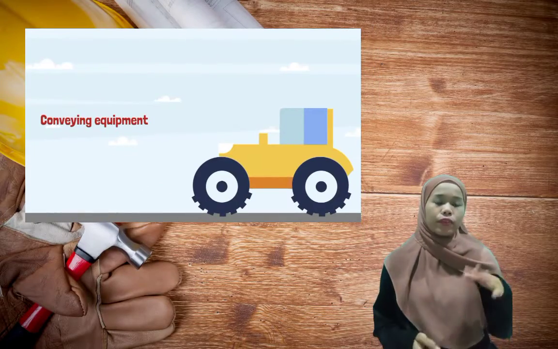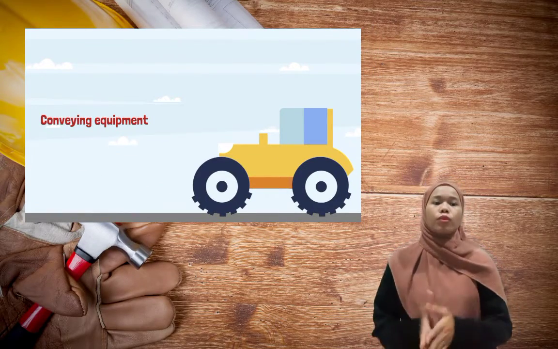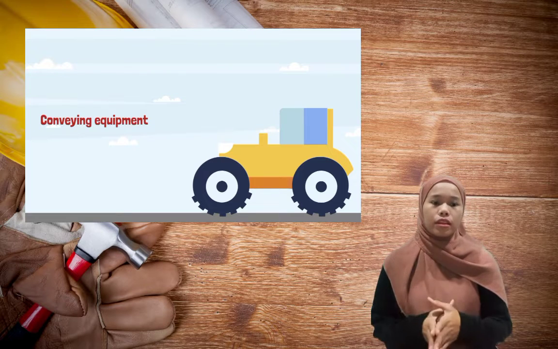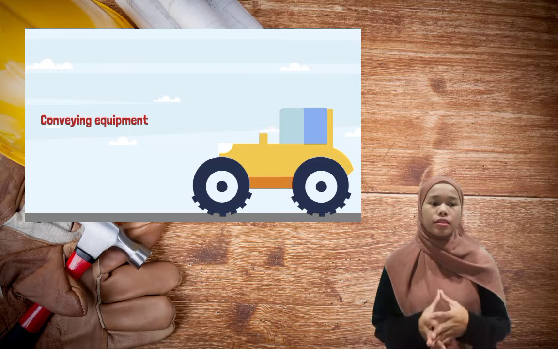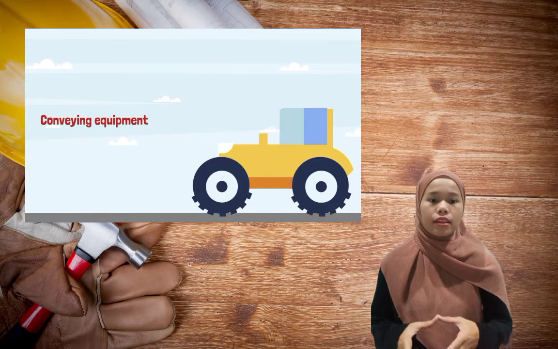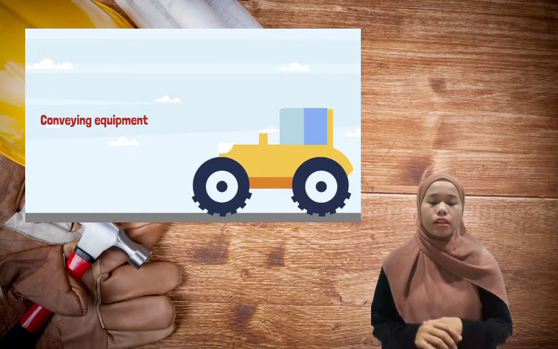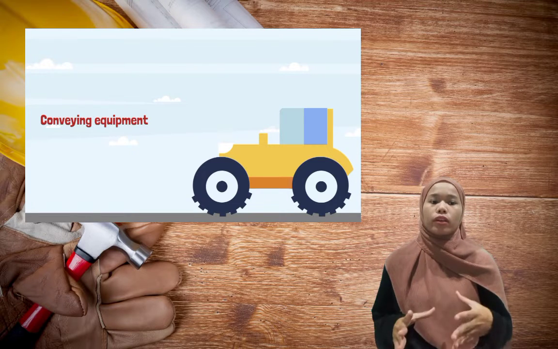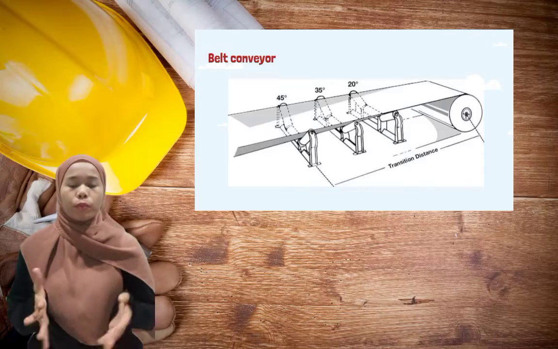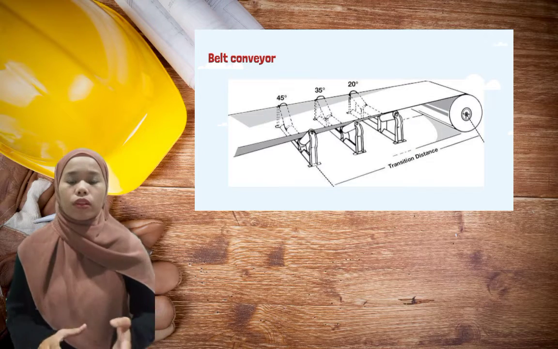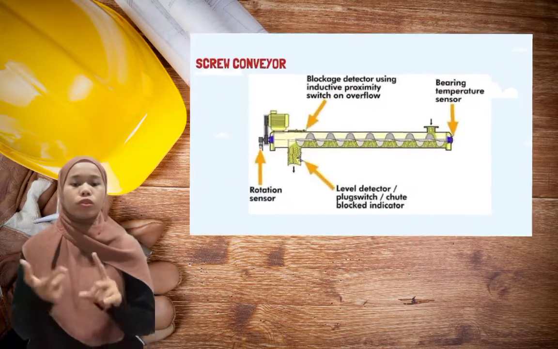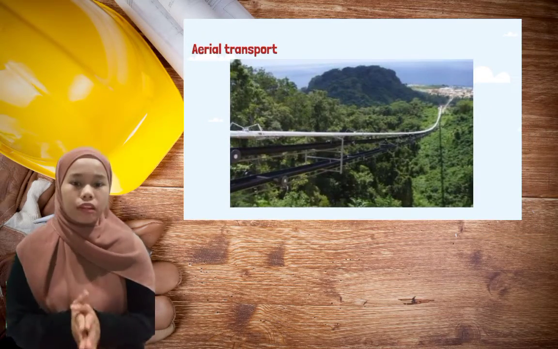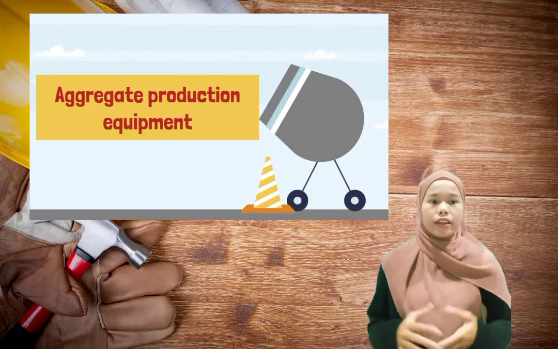Okay, next is conveying equipment. Transporting material from one place to another over a stationary structure, carrying material in a continuous stream with distinct features such as an endless belt or chain. It can be done horizontally, vertically, or on inclines. Some of the popular conveyors are as follows. Number 1 is belt conveyors, number 2 is screw conveyors, number 3 is bucket conveyors, and number 4 is aerial transport.